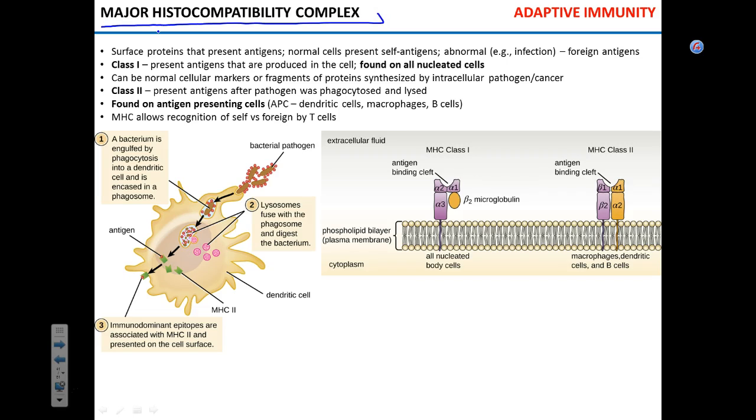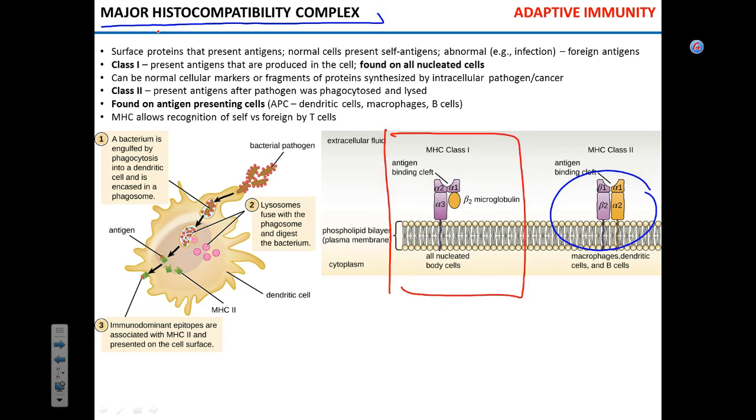Okay. So essentially, those are the special proteins expressed on the surface of the cells, whose role is to identify a cell as self or non-self. Is that clear? So let's focus on MHC Class 1 first. Okay, so here's the MHC Class 1.